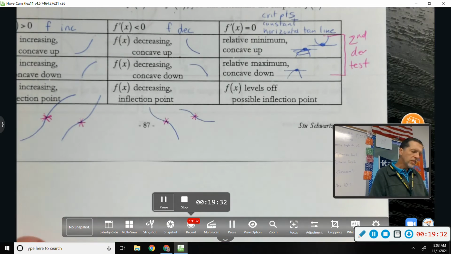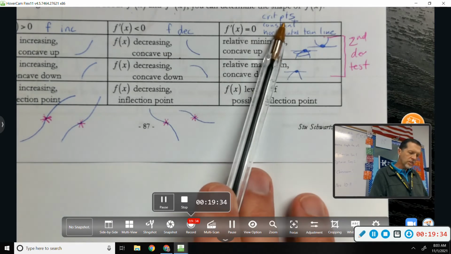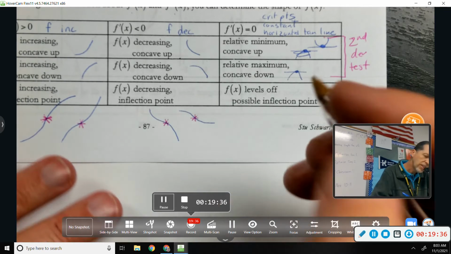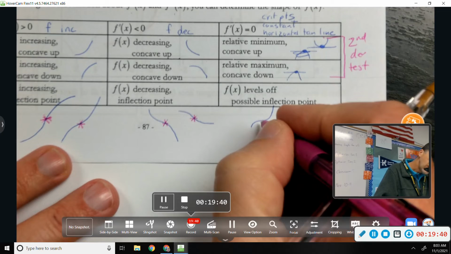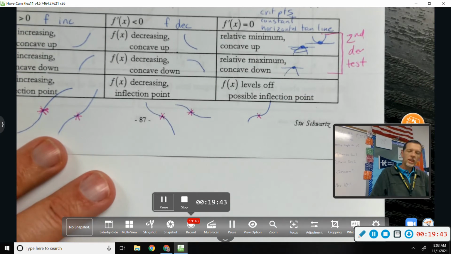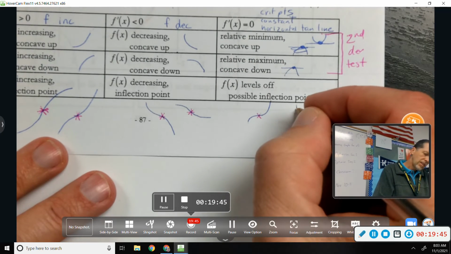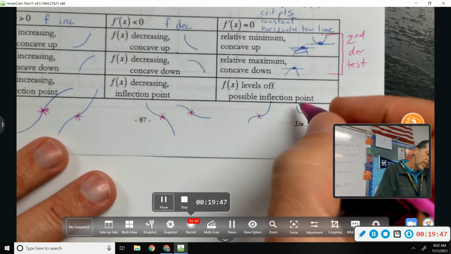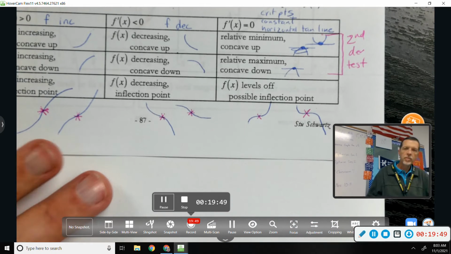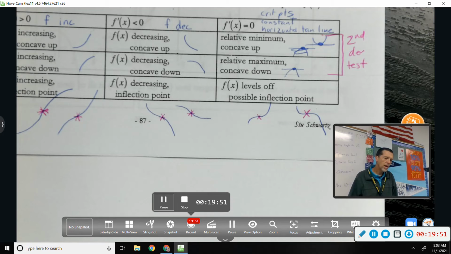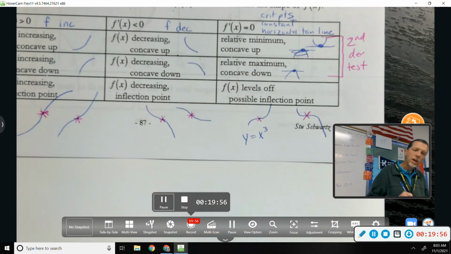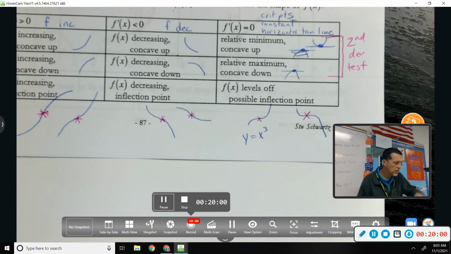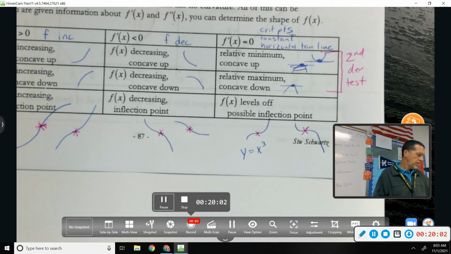If they're both equal to 0, then you've got a horizontal tangent line and a possible inflection point. So it levels off and then goes up again. Something like that. Or the other way, I guess. Levels off and goes down. Y equals x cubed has one of those points where f prime is 0 and f double prime is 0.